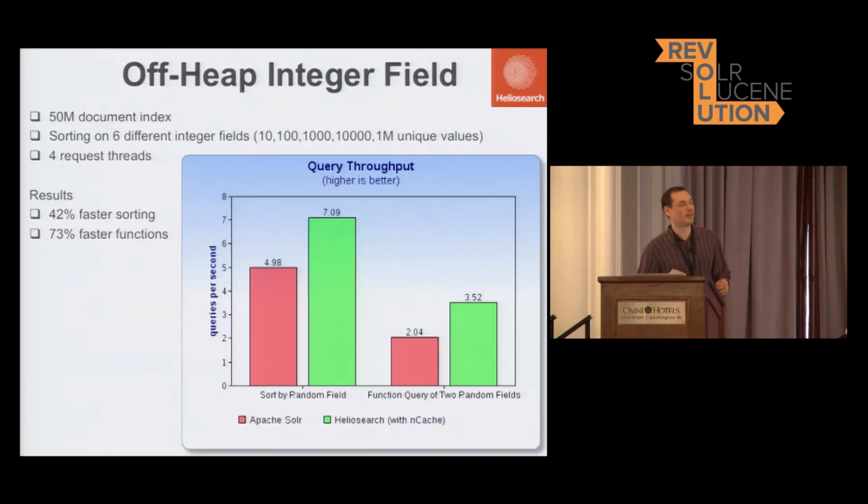We first implemented support for integer fields, off-heap integer fields. This test is, again, a 50 million document index, 4 request threads, and we just hammered it with random star-star queries, so very simple queries. We tried to just measure the impact on sorting, and it turned out to be 42% faster sorting, and a function query of 2 random integer fields turned out to be 73% faster.